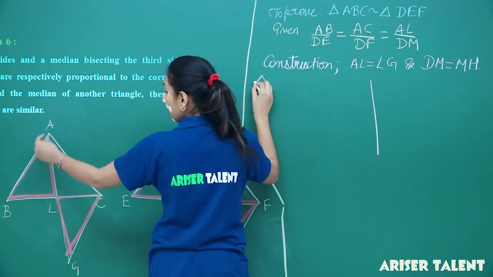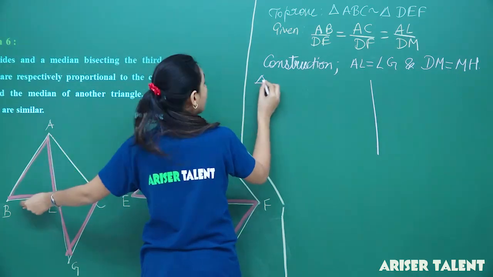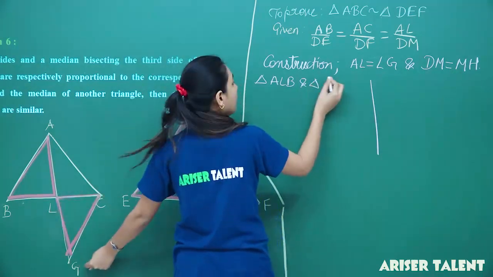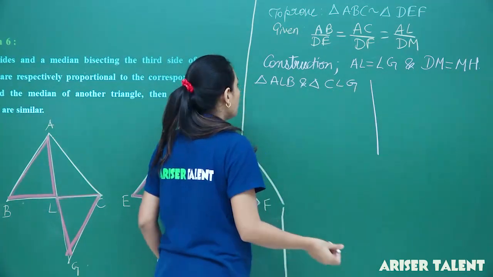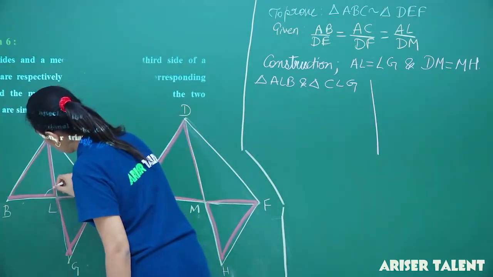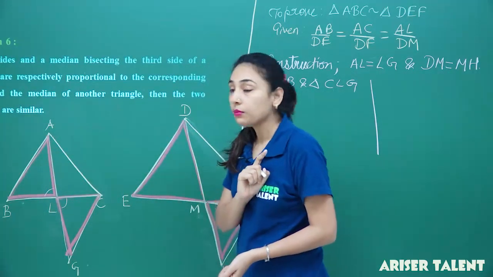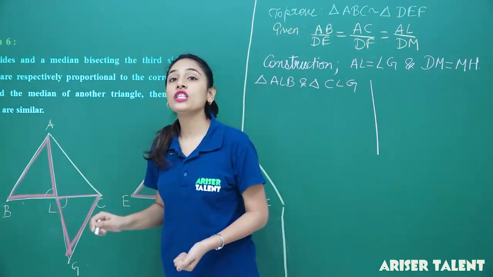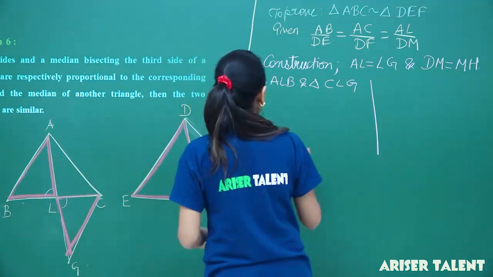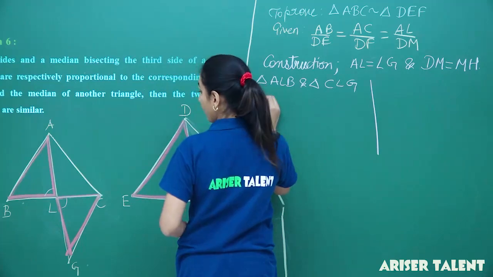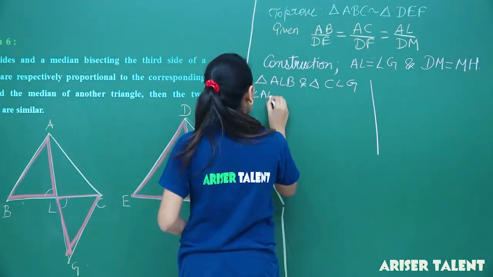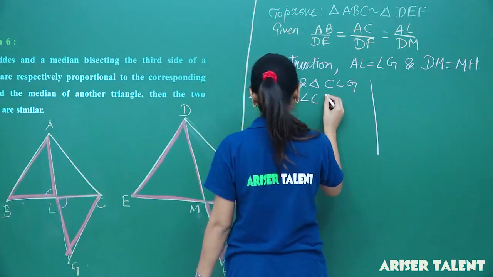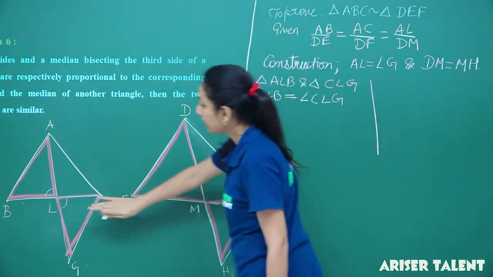So, in triangle ALB and triangle CLG, what I am looking at is that this angle will be equal to this angle. Why? Because these two are made up of two continuous lines, so these are two vertically opposite angles, which are always equal. So write like this: angle ALB will be equal to what? This angle CLG. Okay students, these two are equal.